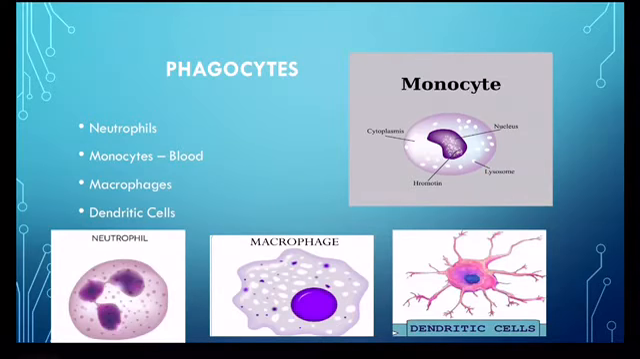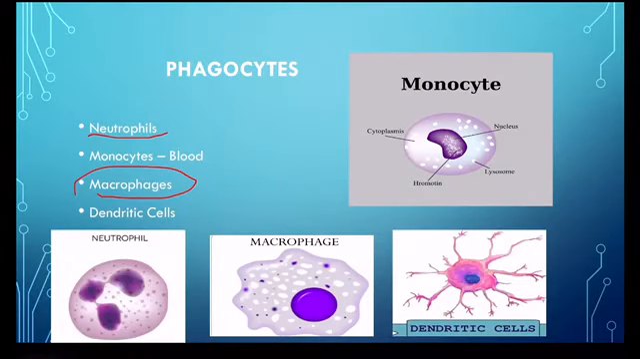Phagocytes were first discovered by Elie Metchnikoff in 1883, and he described these phagocytes as two types: microphages and macrophages. Microphages here are neutrophils, and macrophages are macrophages.